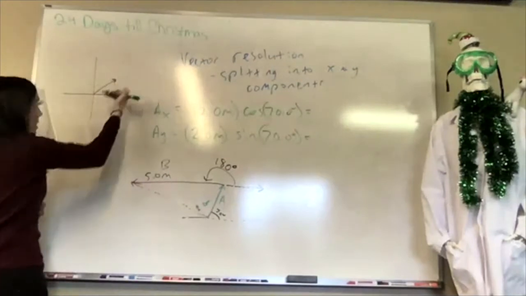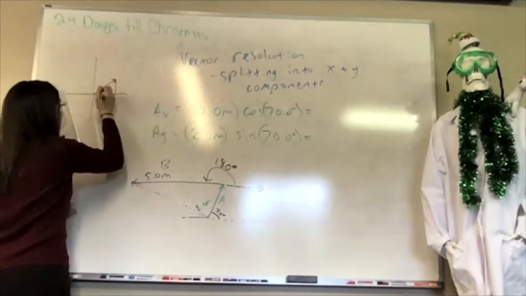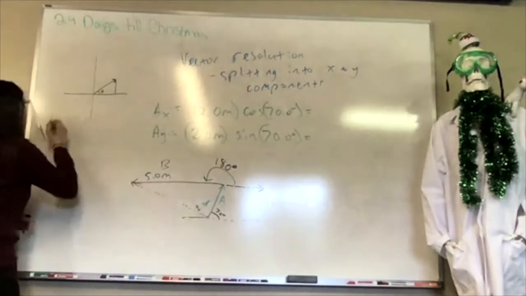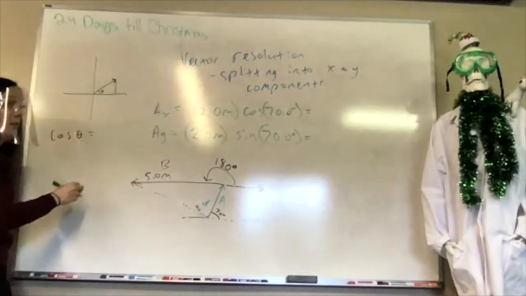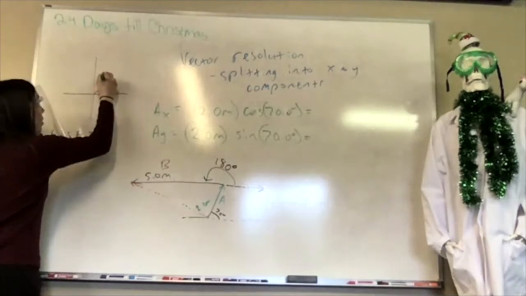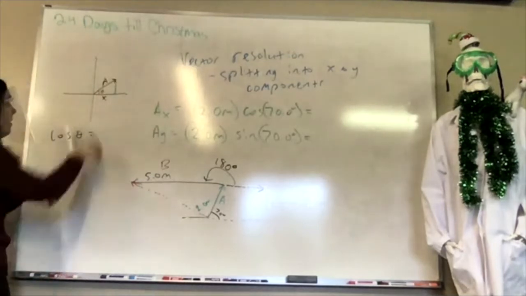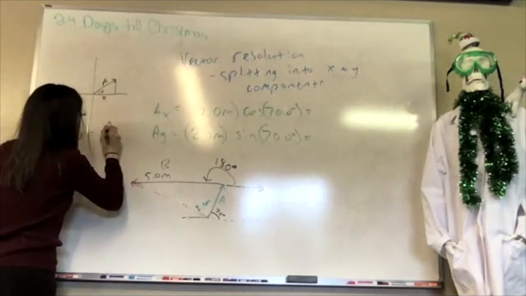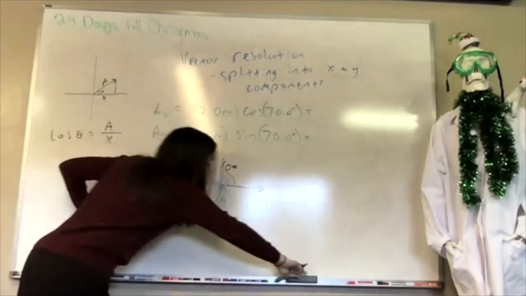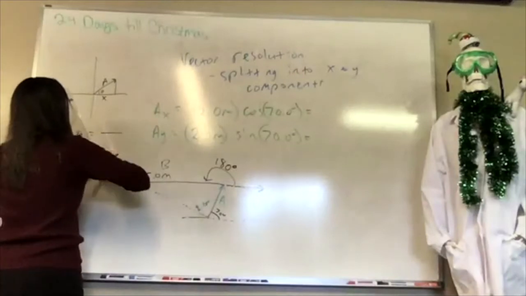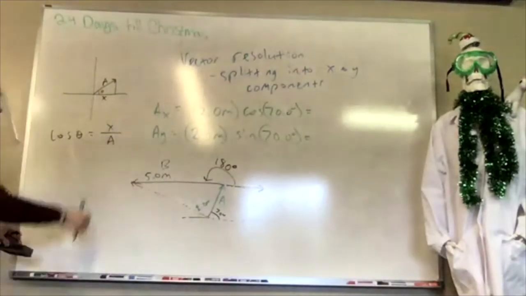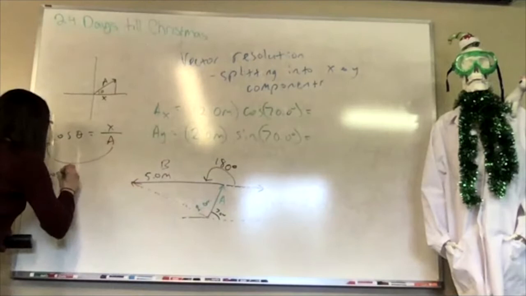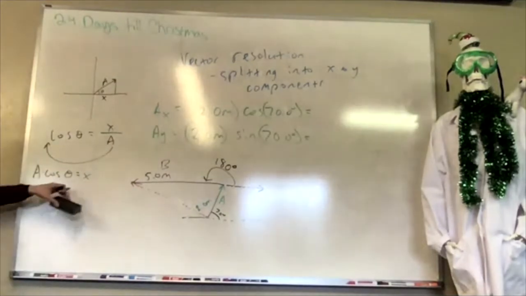If you have a vector on the x-axis and you use a triangle, and this is theta right here, cosine of theta is defined as this side over the hypotenuse. If A is the hypotenuse, that's the vector, and X is this side, cosine is X over A, adjacent over hypotenuse. Now we can solve for X by moving A over here. So A times cosine of theta equals X, and that's why we can do that.